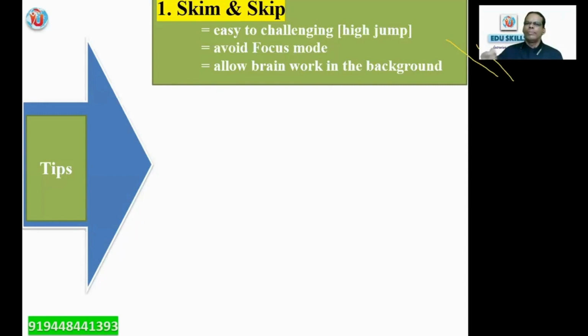When you get so many of them easily, you get right answers, your mind gets confidence. Then you can come back and work on the challenging ones. Not only that, your brain works in the background. When you have looked into a question and you have not understood, automatically you work in the background.